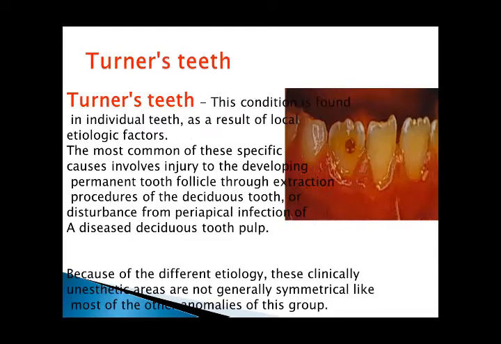This is Turner's tooth. This condition is found in individual teeth as a result of local pathology. The most common of these specific causes involves injury to the permanent tooth follicle through extraction procedures of the deciduous tooth, or a disturbance from periapical infection of a diseased deciduous tooth. Because of the different etiology, these clinical enamel areas are not generally symmetrical like most of the other anomalies of enamel dysplasia.